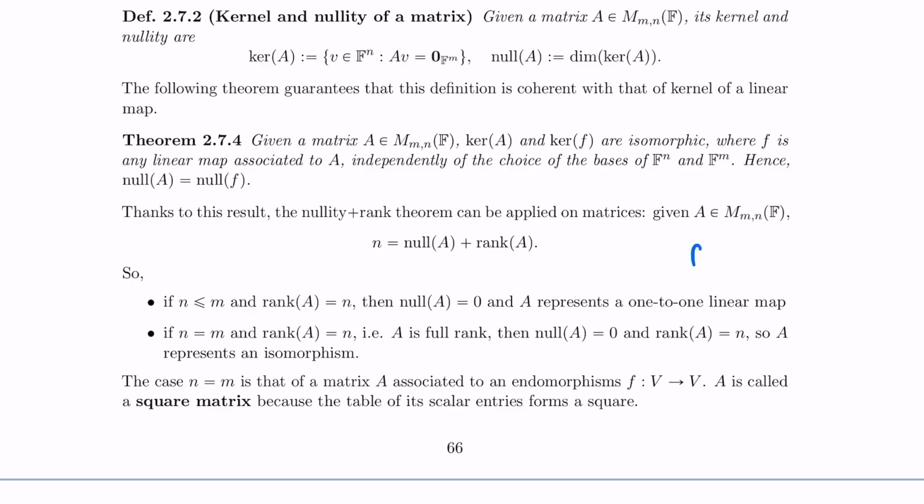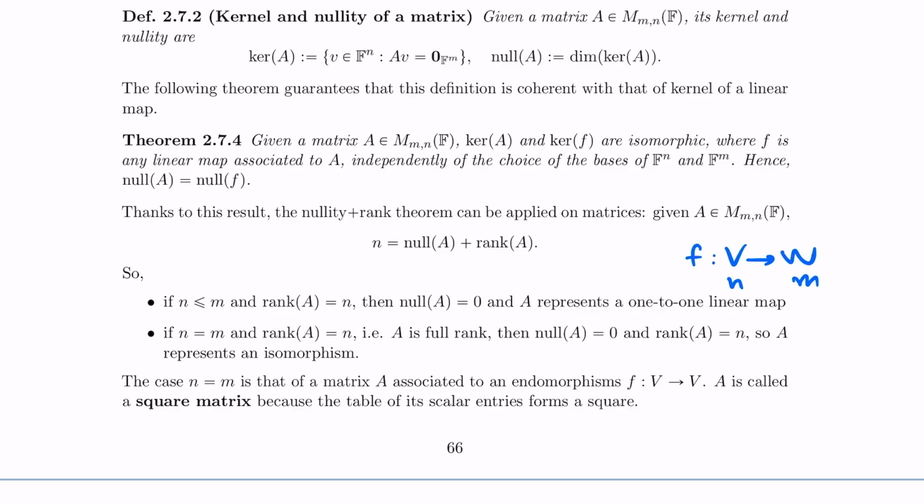Recall that if we have a linear map between two vector spaces V and W of dimension n and m respectively, then the nullity plus rank theorem says that n, the dimension of V, is equal to the nullity of F plus its rank. So, whenever we have a matrix A with m rows and n columns, we have that n is equal to the nullity of A plus its rank.